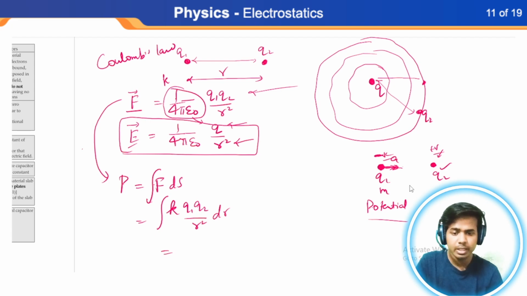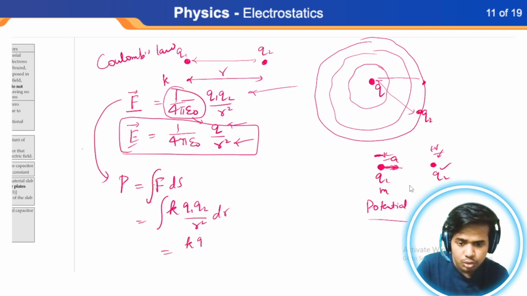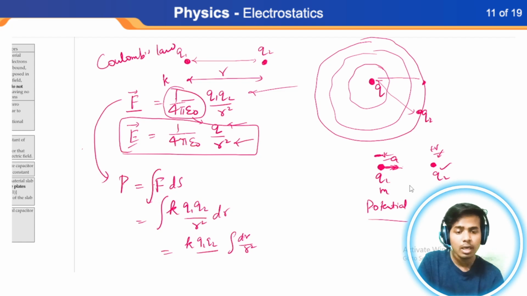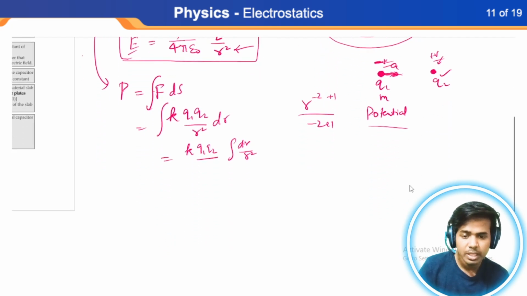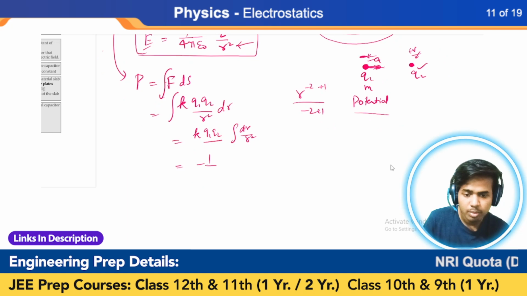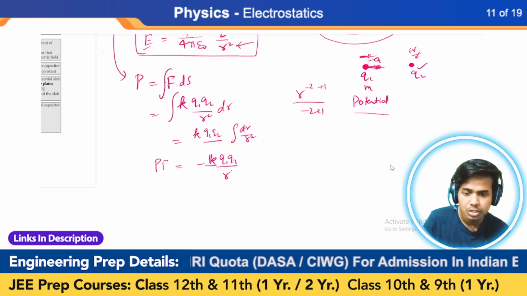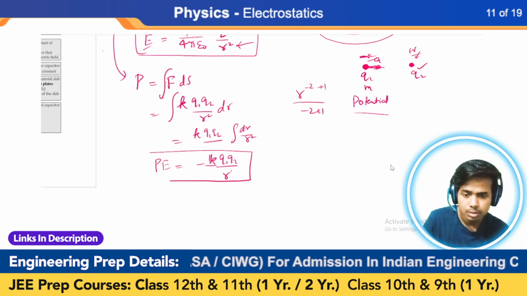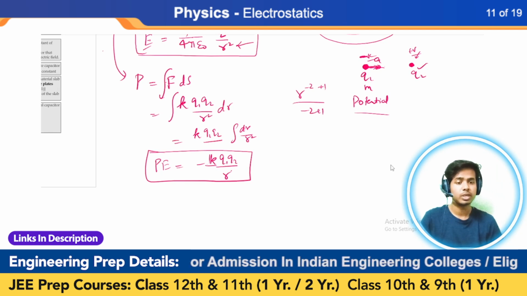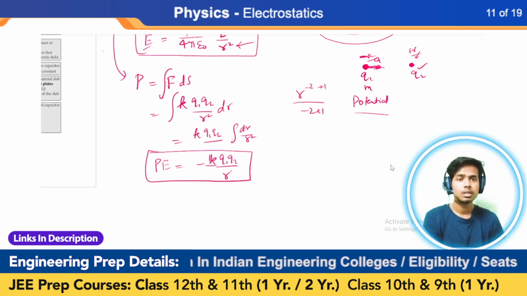Now this comes out to be k q1 q2 times integral of dr by r square. Integral of 1 by r square, or r to the power minus 2, will be r to the power minus 2 plus 1 divided by minus 2 plus 1. So that is simply minus 1 by r, or minus k q1 q2 upon r. This is the potential energy at any particular point which is r distance away from the charge.